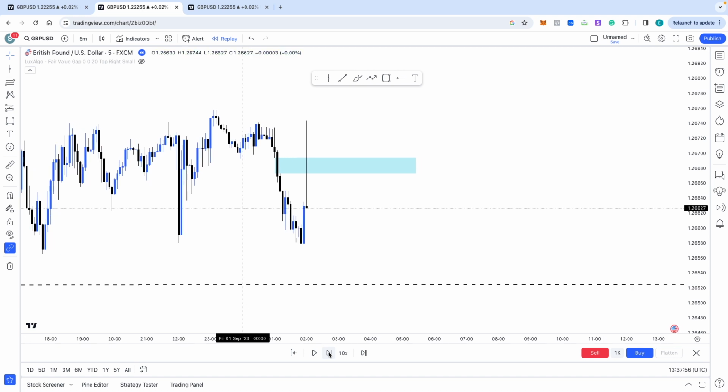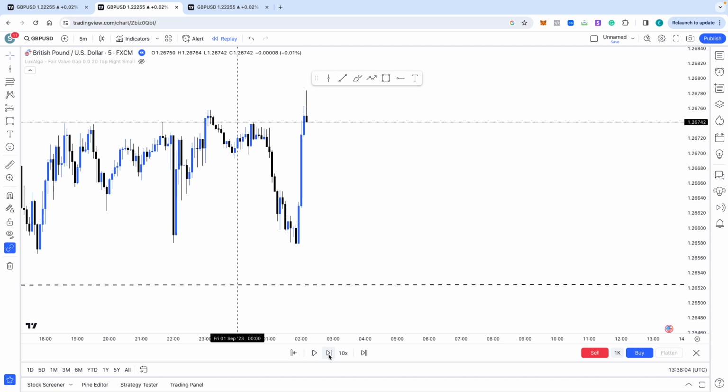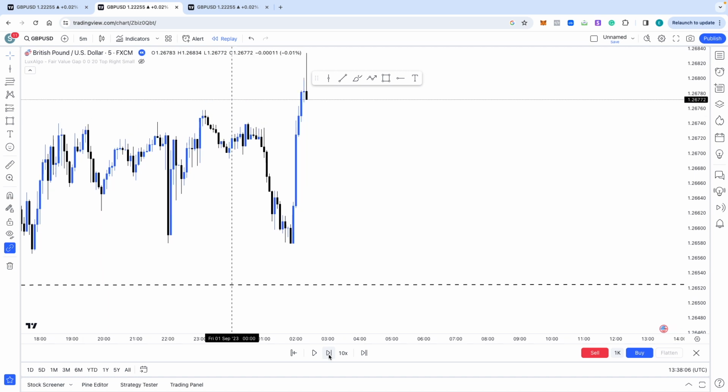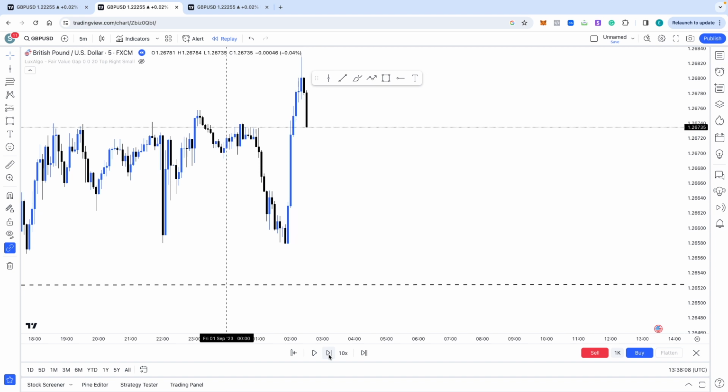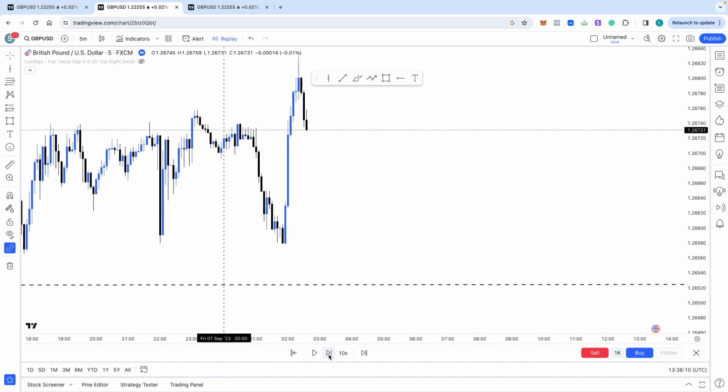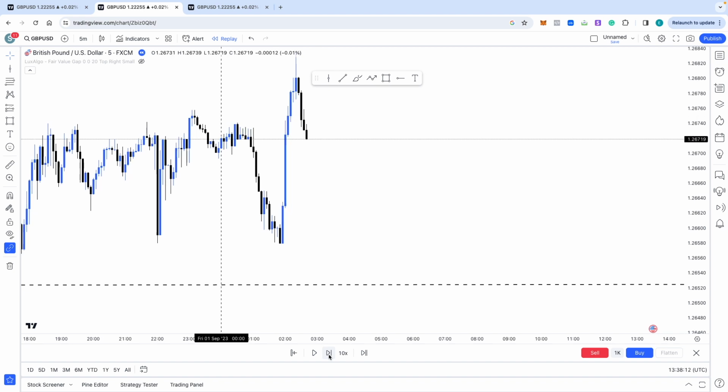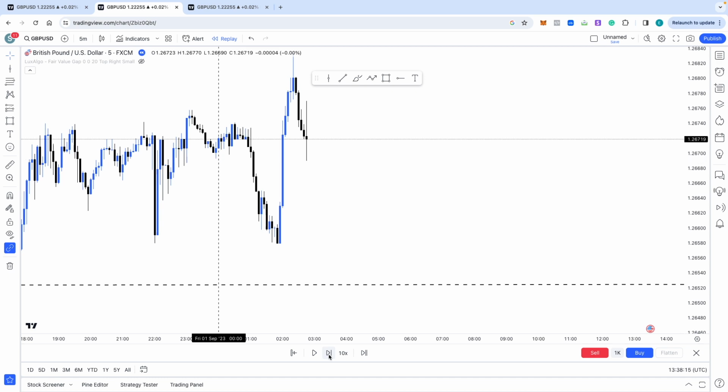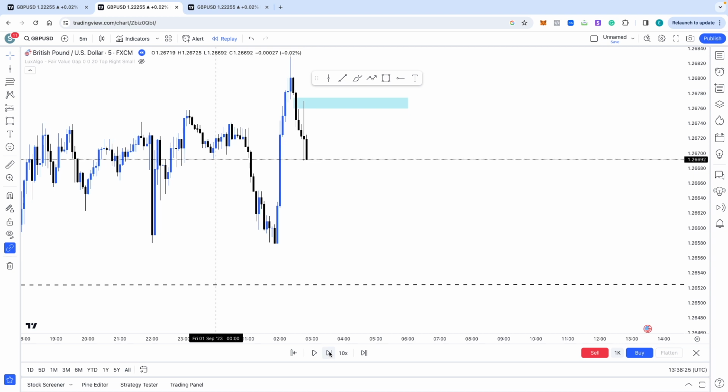Let's see what happens. Oh, so this fair value gap is disrespected. So we can delete this fair value gap and essentially look for bearish fair value gaps that we can then retrace into. So we've got this fair value gap over here. This over here is a fair value gap. Let's see if this is respected.